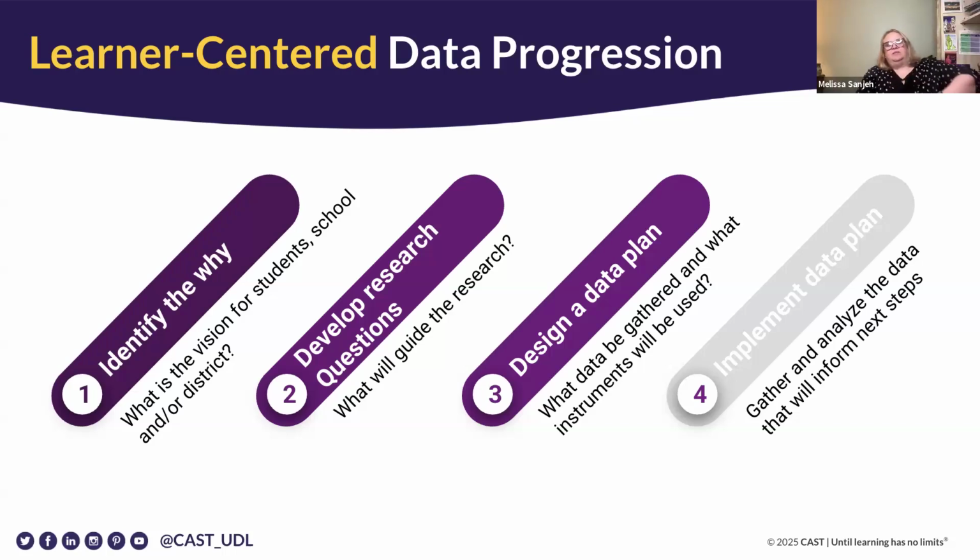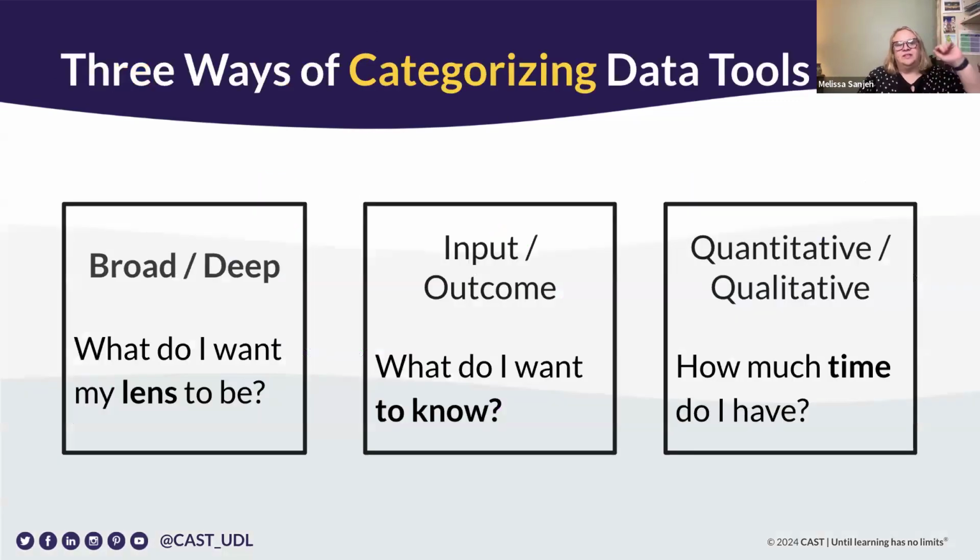And so when we think about that data plan, and you previewed what you designed as your data plan, Robert, you did some shadowing of English learners. There are three ways that we try to categorize them. Do we want our data to be broad and about a lot of people, or deep so that we really understand one person's experience? Do we want it to be inputs, what we're doing, or outcomes, what is a result of what we're doing? And do we want it to be quantitative or qualitative?